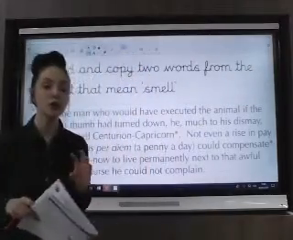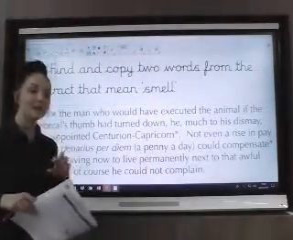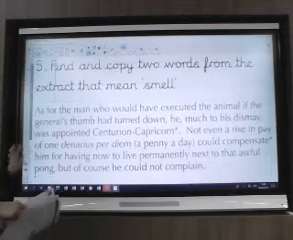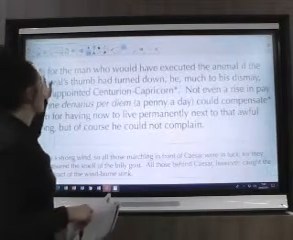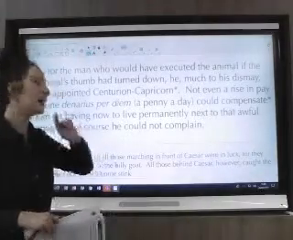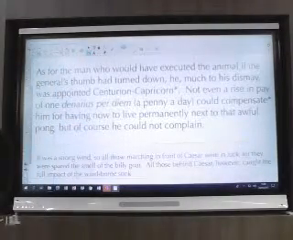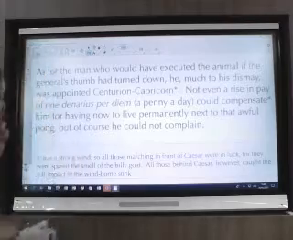So I've snipped 2 paragraphs just to whittle it down a little bit for you so that you haven't got to find them in the whole text. Okay, so you've got this paragraph beginning "For as for the man." So have a look in there and have a look towards the end of that paragraph.